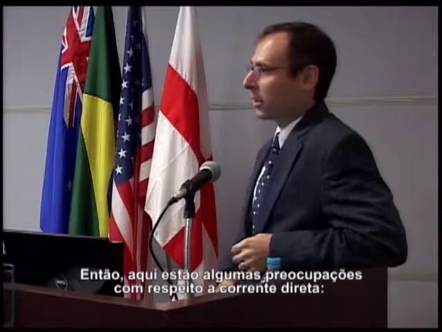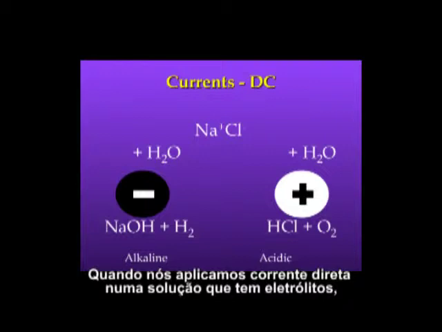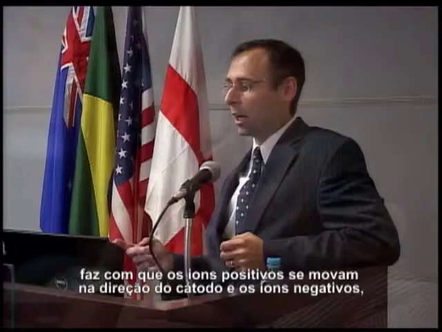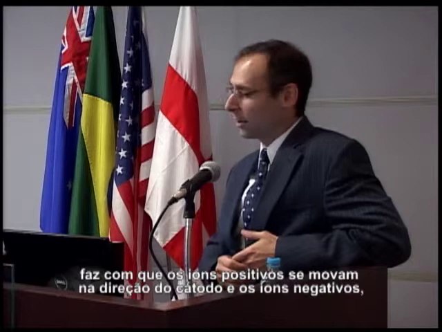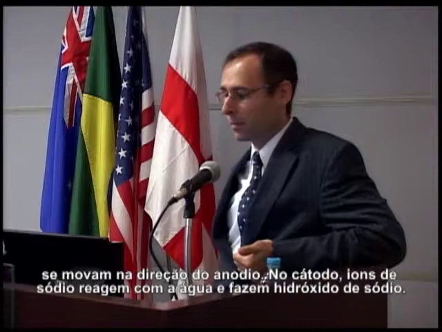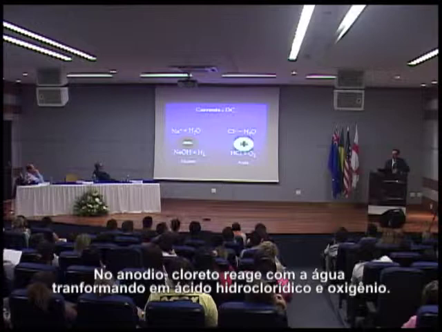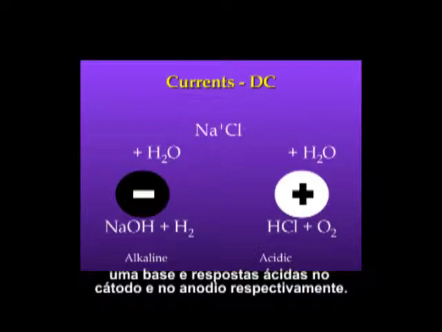So here's some of the concern with direct current. When we apply direct current to a solution that has electrolytes, or in more practical terms, to tissues that contain electrolytes, it causes the positive ions to move towards the cathode and the negative ions to move towards the anode. At the cathode, sodium ions react with water, and they make sodium hydroxide. At the anode, chloride reacts with water, and you get hydrochloric acid and oxygen. At therapeutic levels of direct current, then, we end up with alkaline, or base, and acidic responses at the cathode and anode, respectively.